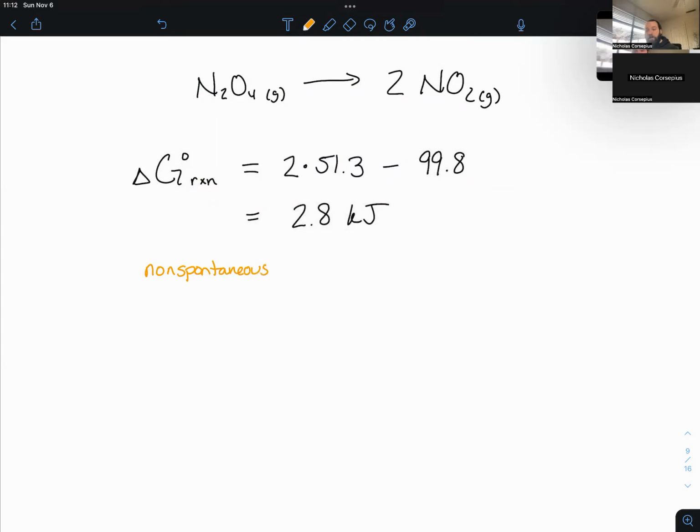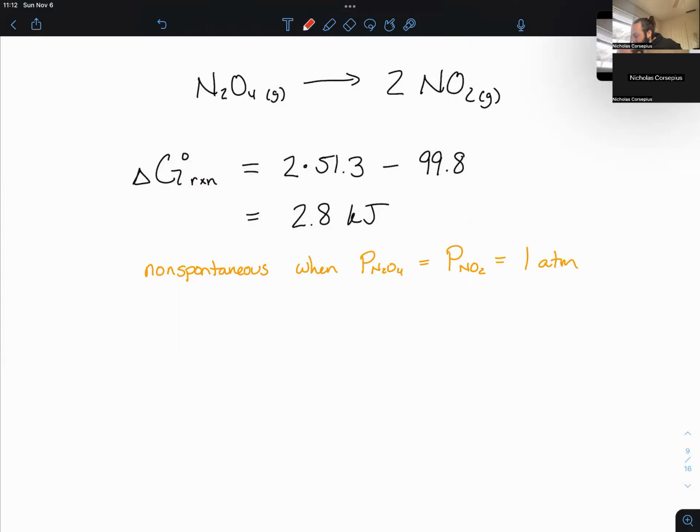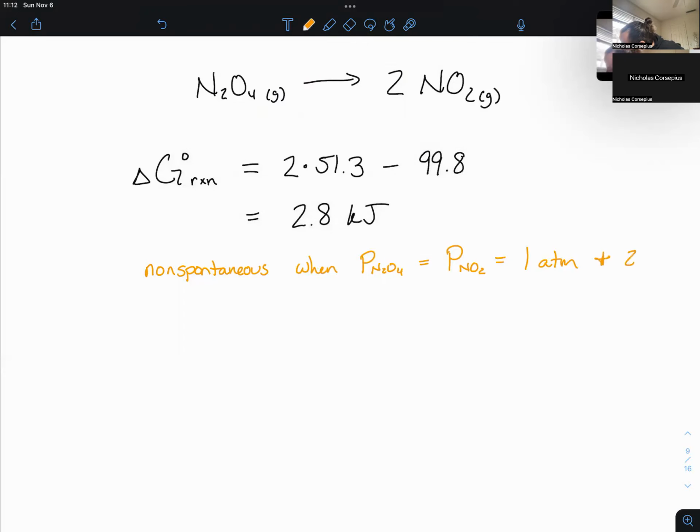But given what we've just learned, it's telling us it's non-spontaneous at a very specific set of conditions. Non-spontaneous when the pressure of the N2O4 is equal to the pressure of the nitrogen dioxide at 1 atm, right? That's what that delta G naught is able to tell me, whether or not this reaction is spontaneous at this very specific set of conditions. I guess I can even add 298 K, right? Specific pressure and temperature conditions is what we mean by standard conditions, this little knot. All right.